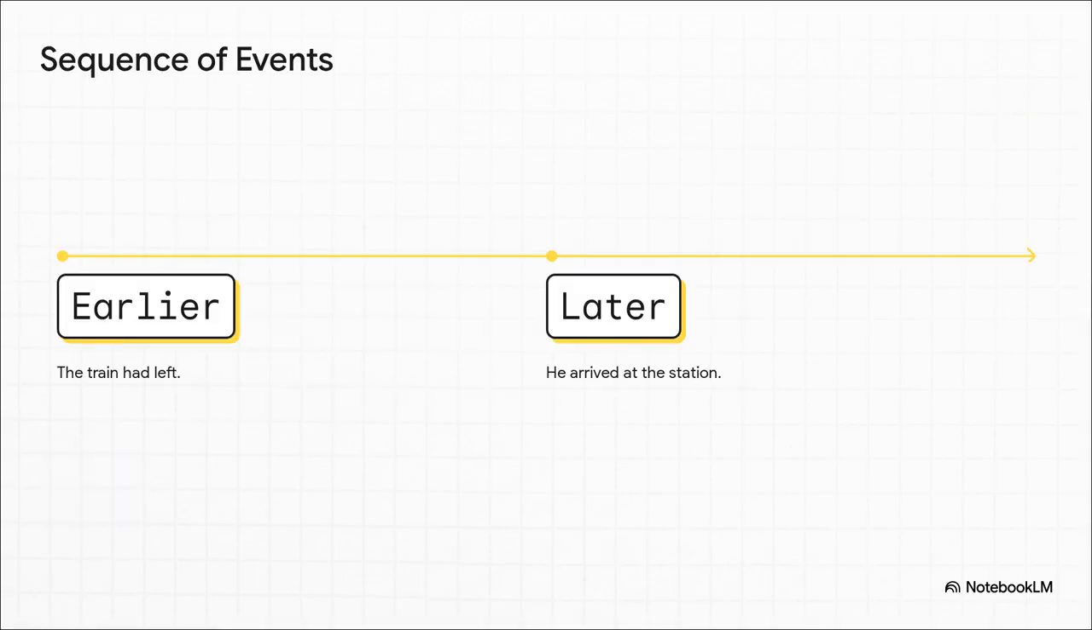This timeline just lays it all out perfectly. Notice we've got 2 events, and they're both in the past. But which one came first? Well, it's the one with the past perfect. The train had left. That's event number 1. Then, later, he arrived at the station. That's event number 2. The past perfect is like a big flashing sign that says, this happened first.